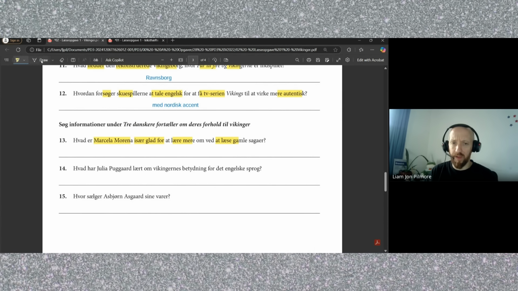So, hvad er hun især glad for? At lære mere om kvindens rolle i samfundet. She's particularly happy about learning about women's role in society.